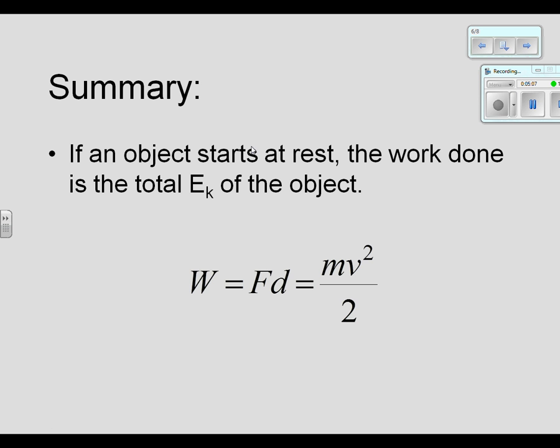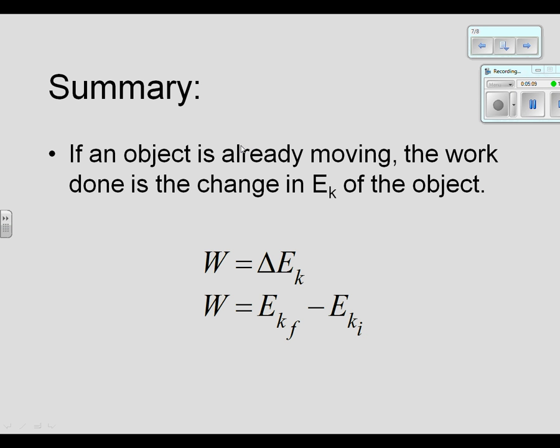Moving on. If an object is already moving, the work done is the change in kinetic energy, and the work done is delta Ek, or EKF, final Ek, minus EKI, initial Ek. And again, that is going to come out in the sample questions, which I think you do have, right?